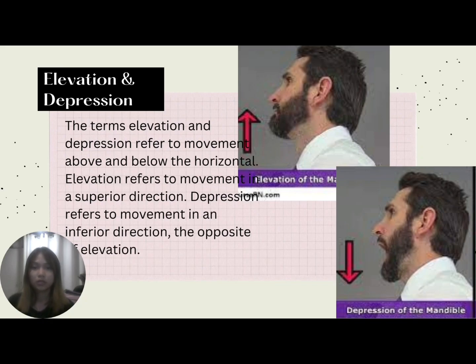Elevation and depression. The terms elevation and depression refer to a movement above and below the horizontal. Elevation refers to movement in a superior direction, while depression refers to movement in an inferior direction, the opposite of elevation. As you can see in the picture, the elevation refers to a movement in a superior direction, and the depression refers to a movement in an inferior direction.